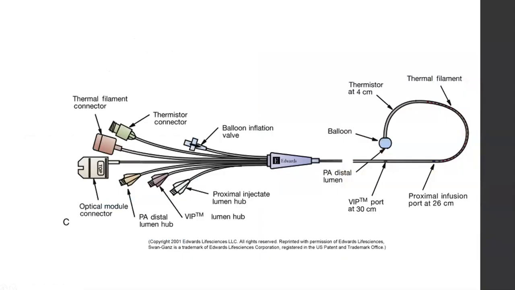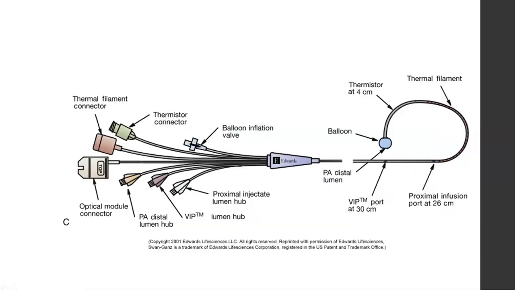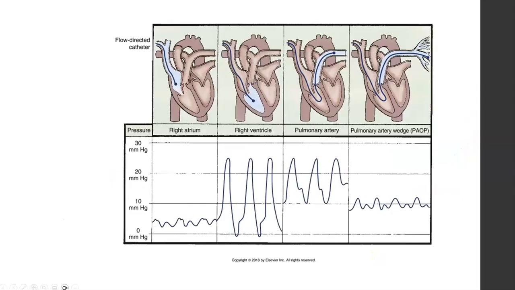Okay. This is just another little picture. So, like I said earlier, because of all of this, we can measure our CVP, our PA pressures, wedge pressures, our cardiac output, cardiac index, and then our SpO2s. Okay, so when we look at the right atrial waveform, this is going to be our CVP waveform.